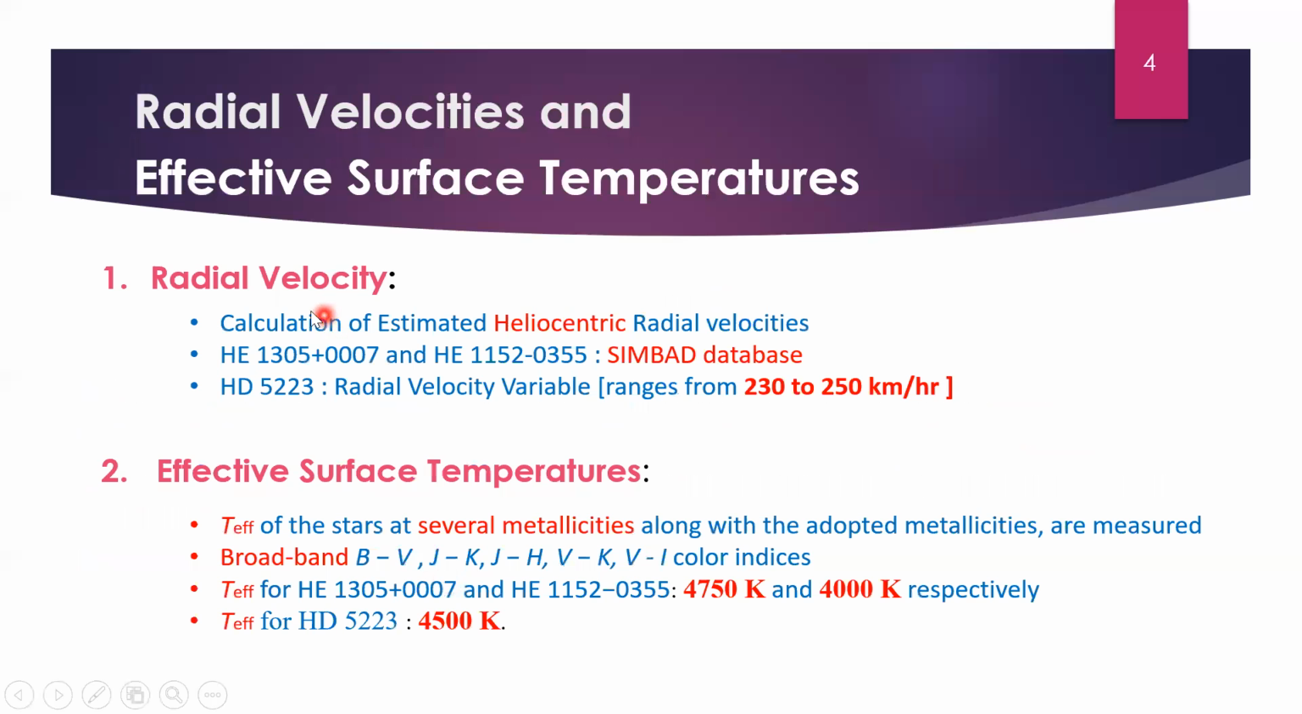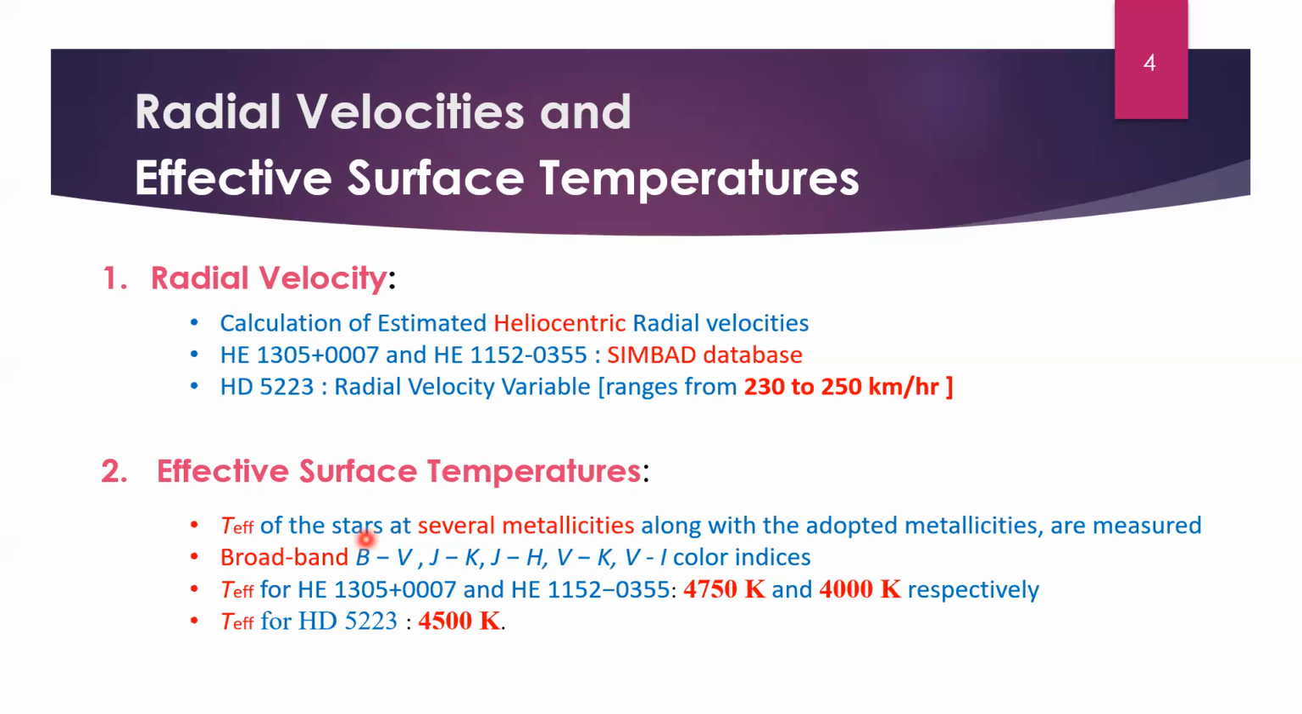The radial velocities of these program stars are measured using several unblended lines in the reduced spectra. The estimated heliocentric velocities have been calculated for the 3 stars as below. For the 2 stars, HE1305 and HE1152, the radial velocities have been calculated by obtaining the data from the SIMBAD database. And for HD 5223, it was found that it is a radial velocity variable star whose velocity ranges from 230 kilometers per hour to 250 kilometers per hour.